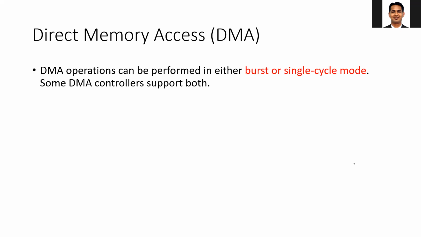Sorry, that is the single cycle mode, that is, in a single transaction you can transmit all the 1 MB of data, or you do it in the burst mode. That means you transfer one chunk of data, another chunk of data, and so on. There are different types of DMA, some of which support burst, some support single cycle, or both, depending upon how much buffer size is there and what the capability of the DMA is.